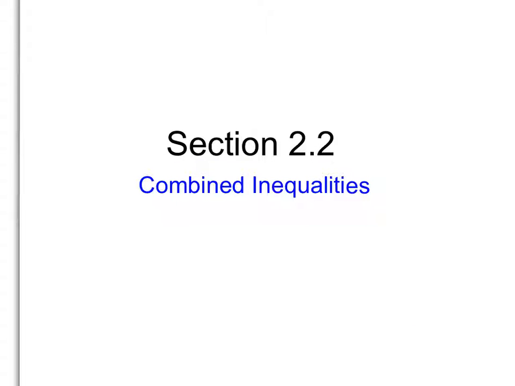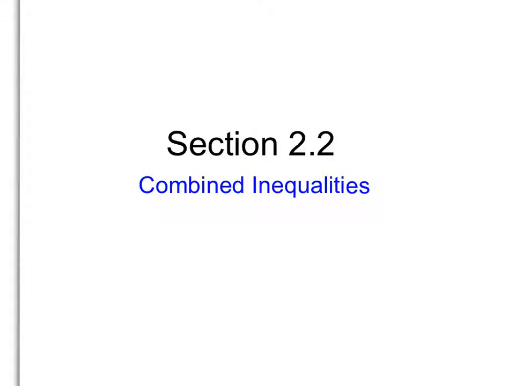Hello, sixth period. Even though I'm in California, I still will be helping you with the next section, 2.2, which is called Combined Inequalities. That tells us that we're going to start graphing more than one inequality on a number line.